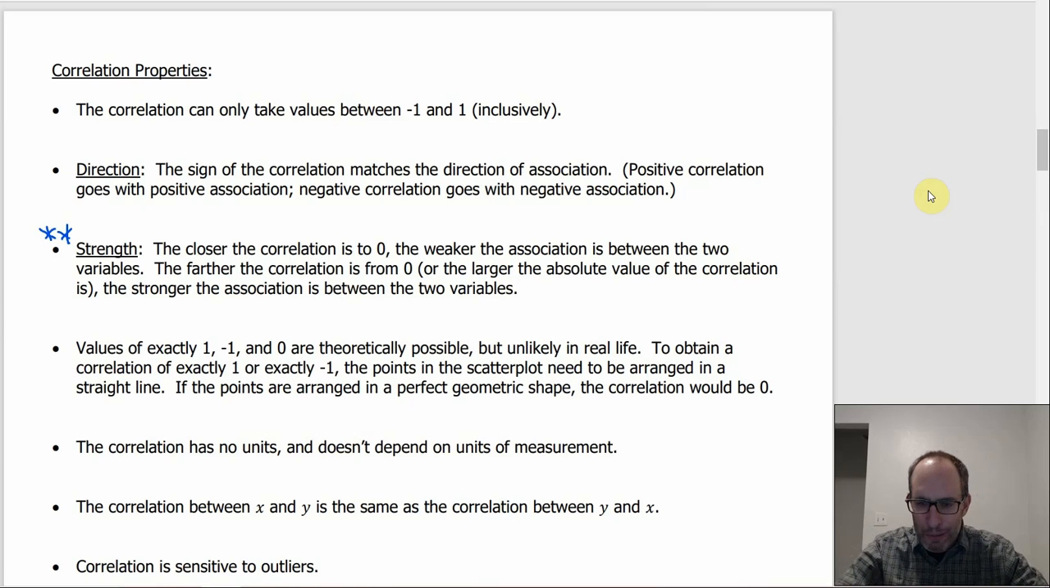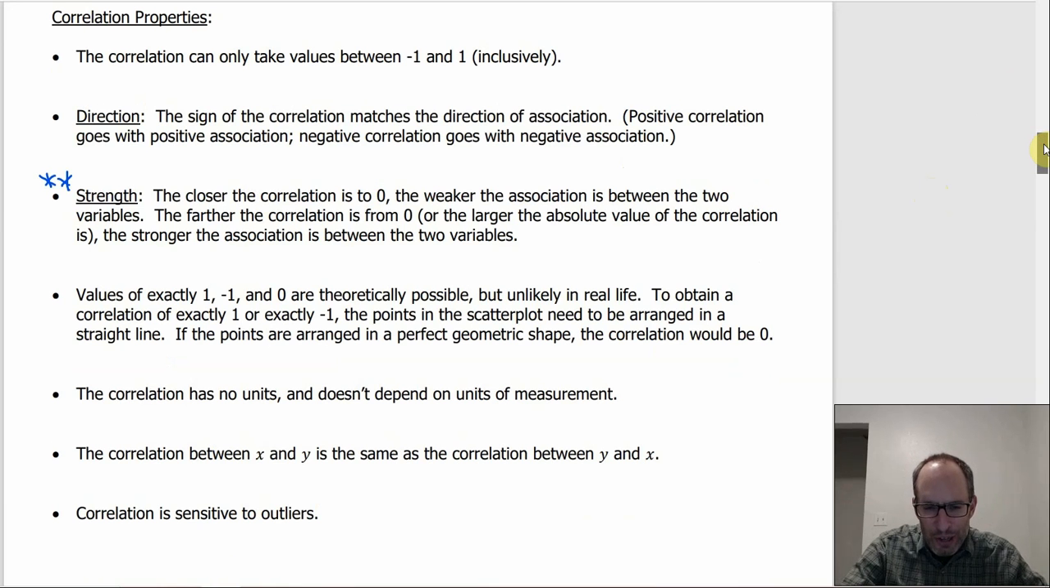Let's see. Then there's a bullet point about getting exactly 1 or negative 1 or 0. So 1 and negative 1, you have to have perfect linear shapes in the scatter plot. Not going to happen in real life. The only way to get exactly 0 would be to have a perfect geometric shape. Like if the points were arranged in like a perfect circle or a perfect square. That's not really going to happen either. You'll get ones that are really close to 0 if you just have points like strewn around everywhere with no discernible pattern. But to get exactly 0, in reality, that's a tough one to pull off.